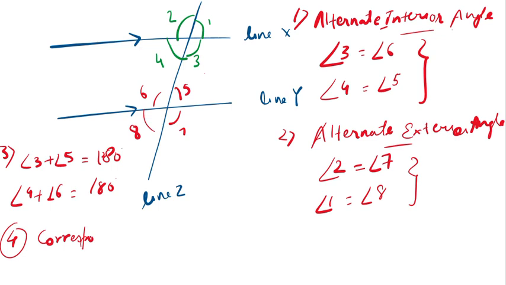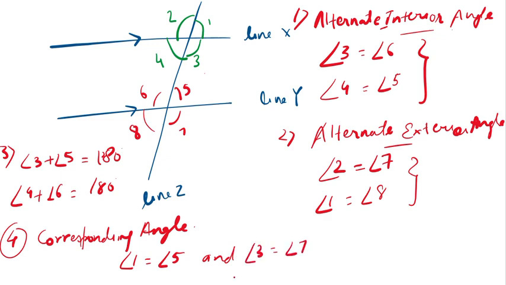So which angles form the corresponding angles? These are angle 1 equal to angle 5 and angle 3 equal to angle 7. On the other side, angle 2 is equal to angle 6 and angle 4 is equal to angle 8. So this is the quick overview of what we studied in the last lecture.